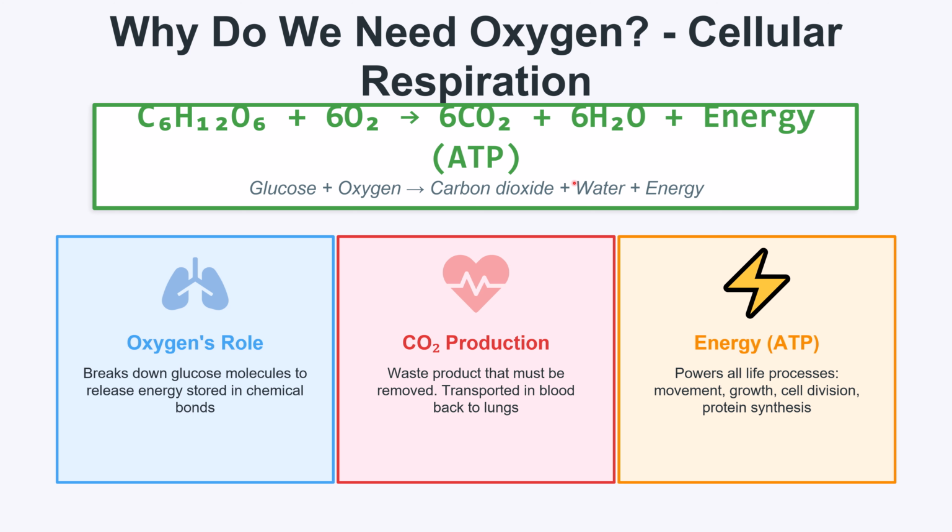Here is the chemical equation for cellular respiration: glucose plus oxygen makes carbon dioxide, water, and energy in the form of ATP. The goal of this whole process is to create ATP, the cellular currency that powers everything we do. Whether we are running a marathon, growing taller, or even thinking about what to have for dinner, we are using ATP produced by respiration.